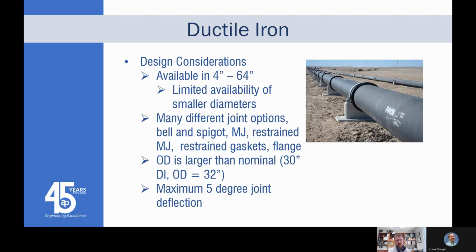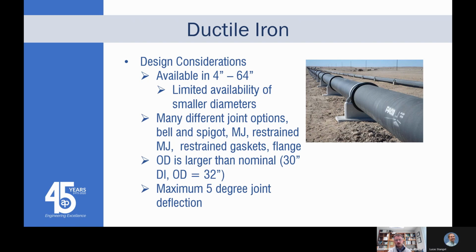Design considerations: available in 4-inch to 64-inch. There's limited availability in the smaller diameters. One thing with ductile iron is there are a lot of different joint options. There's your standard bell and spigot. You can get MJ joints. There's restrained MJ joints, at least a couple different types. There's restrained gaskets. You can get just flange ductile iron. So there's a little bit of flexibility there in the ductile iron world.